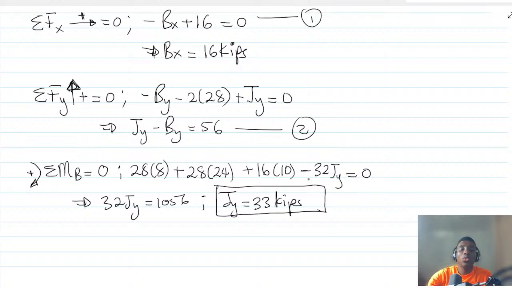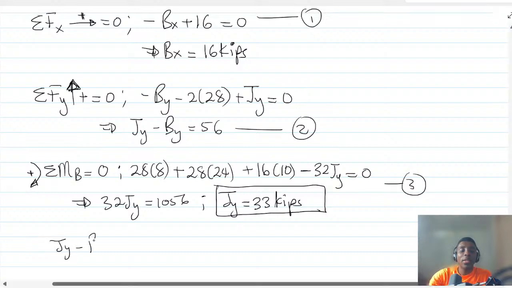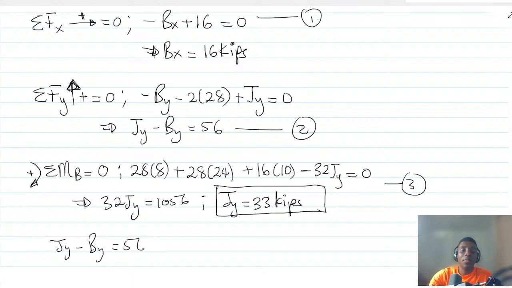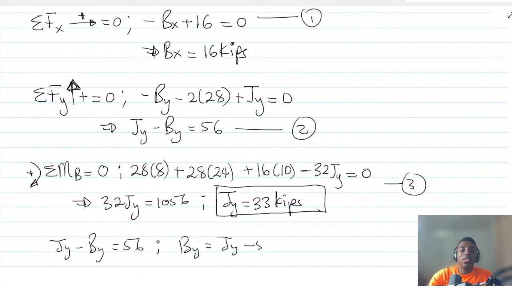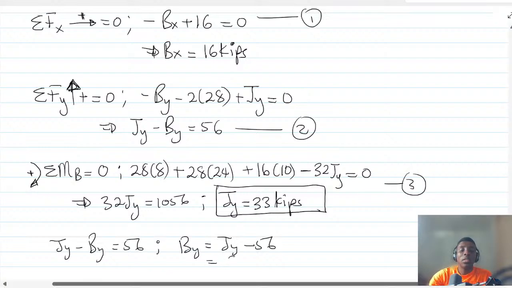Then we come back to equation 2. If JY is 33, then it means that JY minus BY is 56. So then BY will be JY minus 56, which is 33 minus 56. And what do we get?